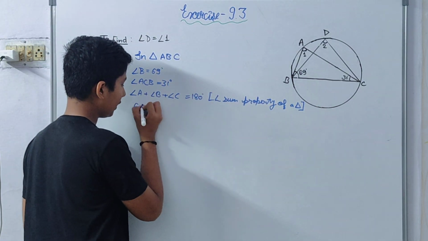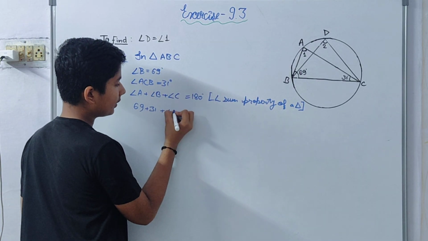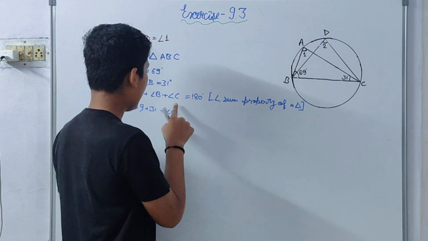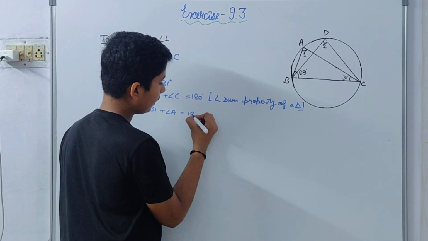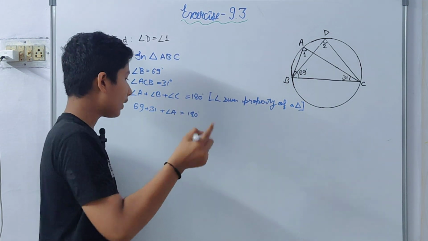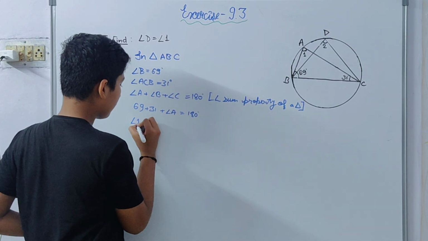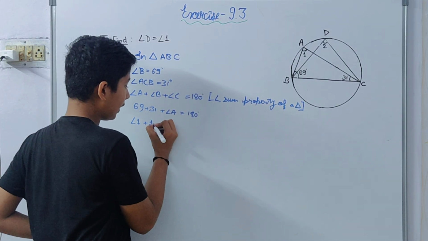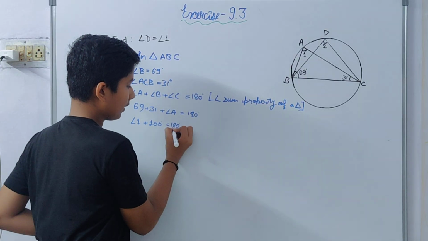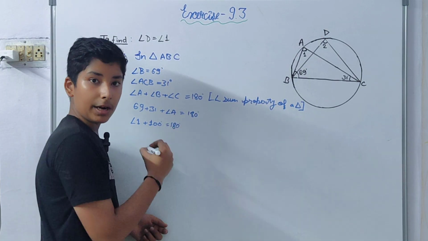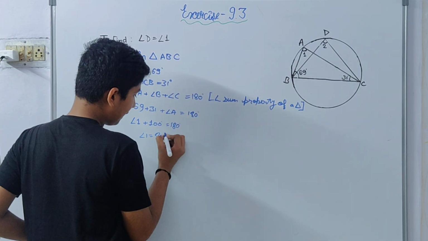Therefore, 69 plus 31 plus angle A equal to 180 degree. This is angle 1, so I'll write it. This is angle 1 plus 100 degree equal to 180 degree. 180 minus 100 is 80. So angle 1 equal to 80 degree.